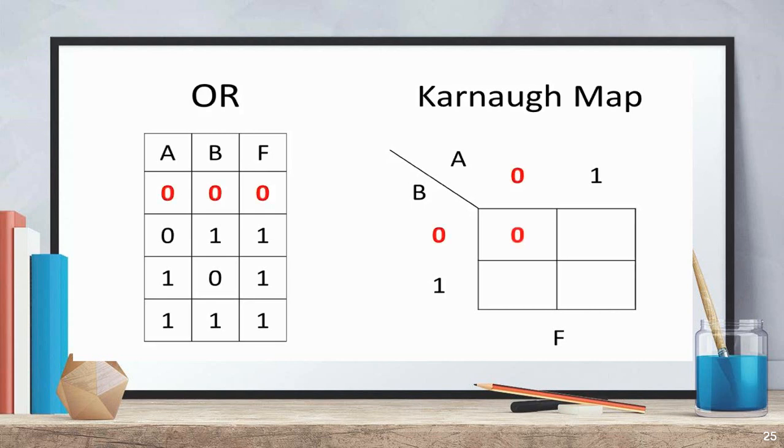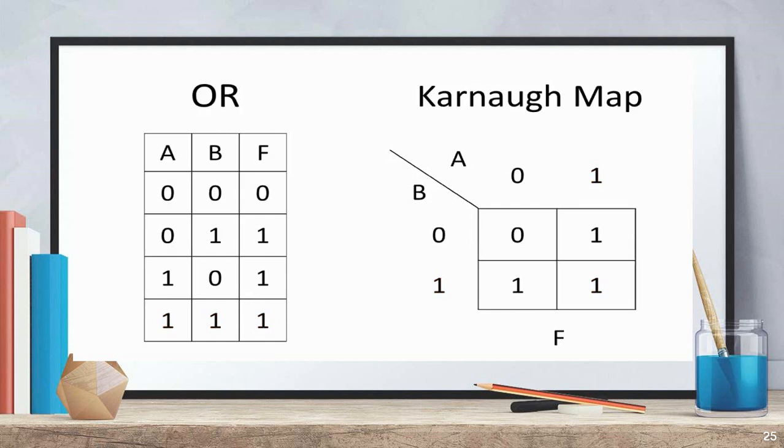Now we can populate the KMAP. We can see from the truth table that when A is 0 and B is 0, the output is 0. When A is 0, B is 1, output is 1. When A is 1, B is 0, output is 1. And when A is 1 and B is 1, the output is 1. Our KMAP is ready for use. We will see that particular one again later.